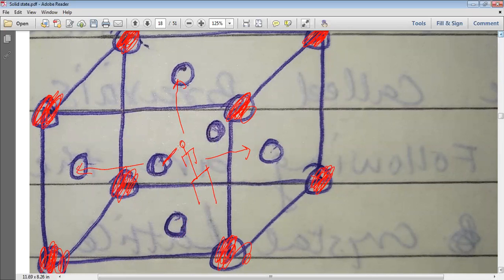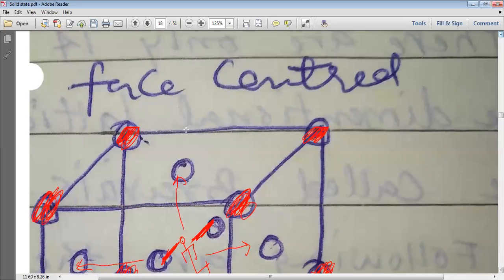You can see this particle is just in front of you, and this particle is just at the back of you. So my dear students, here you can understand it very well that a particle is present in front of you as well as at the back of you. So these are the 6 particles present at the various 6 faces of the face-centered unit cell. I hope you understand it well.